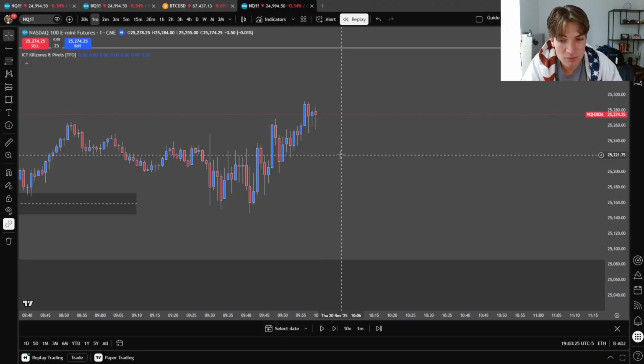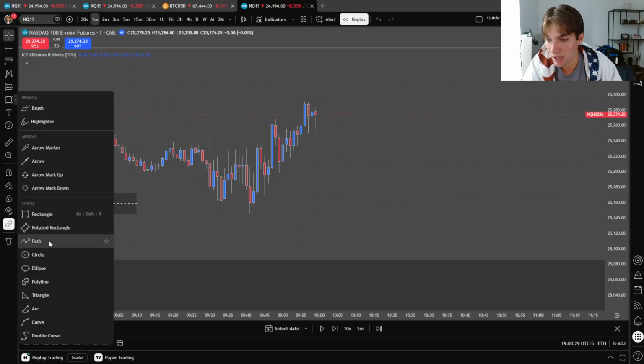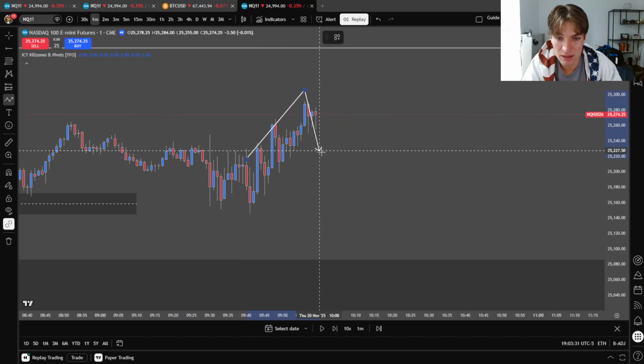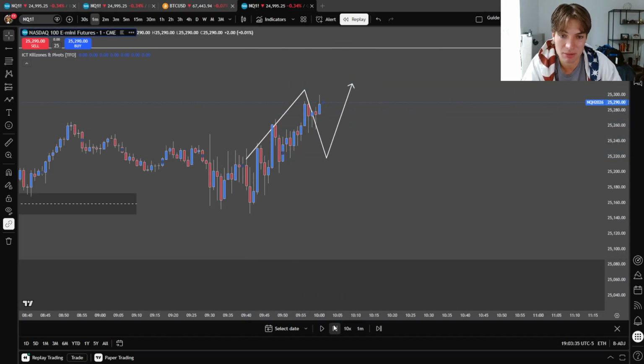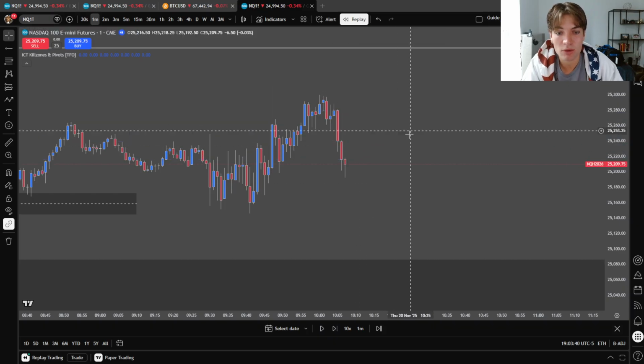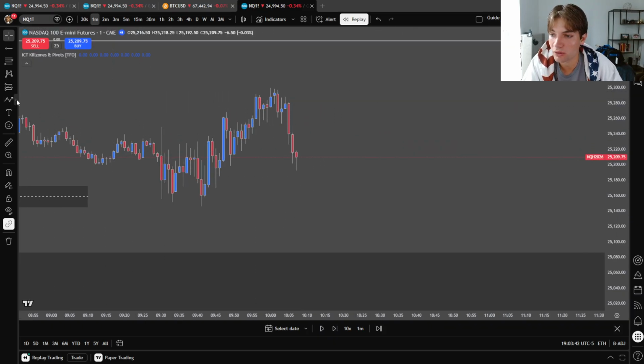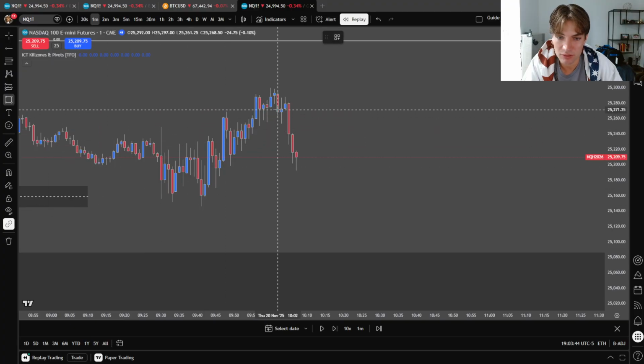So if I see a clean retrace and then a continuation higher, meaning that we make a higher high, in this case, a higher high, a higher low, and then a higher high, I'm willing to enter a trade. So let's see what happens. Okay, this is a great move right here. I want to see us now disrespect all of these bearish gaps in this range right here.